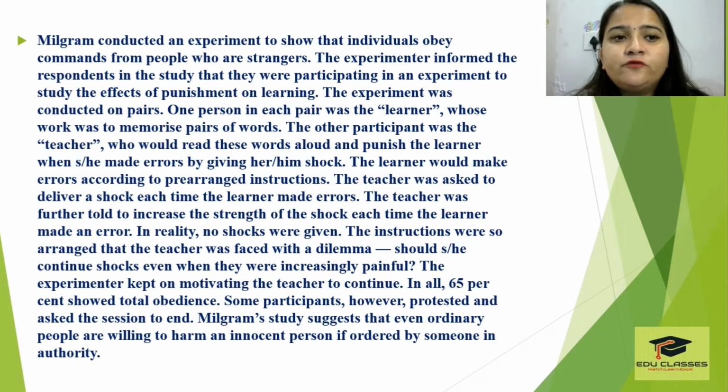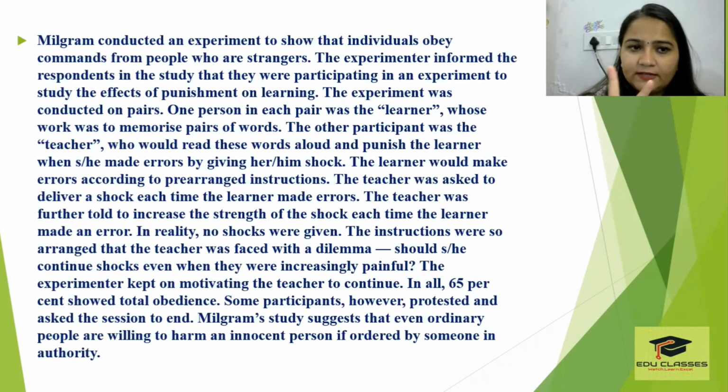The experimenter informed the respondents in the study that they were participating in an experiment to study the effect of punishment on learning. So the setup was such that the experimenter told the participants that they are part of an experiment looking at the effect of punishment on learning. The experiment was conducted on pairs. That means two people were needed for every experiment, one who will receive the punishment, and one who will give the punishment.